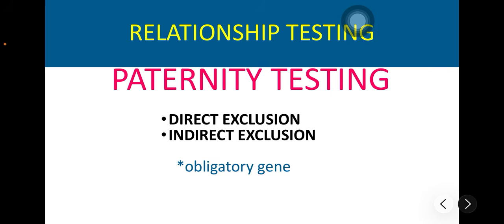For direct exclusion, the child has inherited a genetic marker that is not found in the mother or the alleged father. Again, the obligatory gene is the gene that should be passed on by the father to establish probability of paternity. In indirect exclusion, the child lacks the genetic marker that the father should have transmitted to all of his offspring. Because an indirect exclusion can be caused by a silent gene, it is not used as the only marker to exclude paternity.